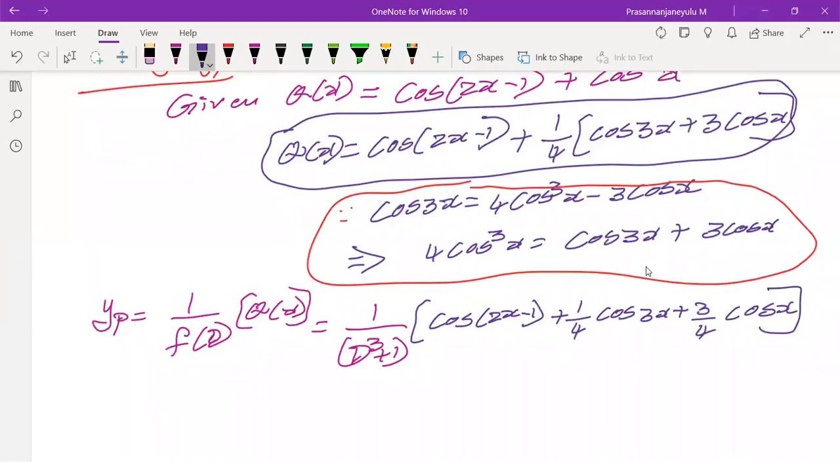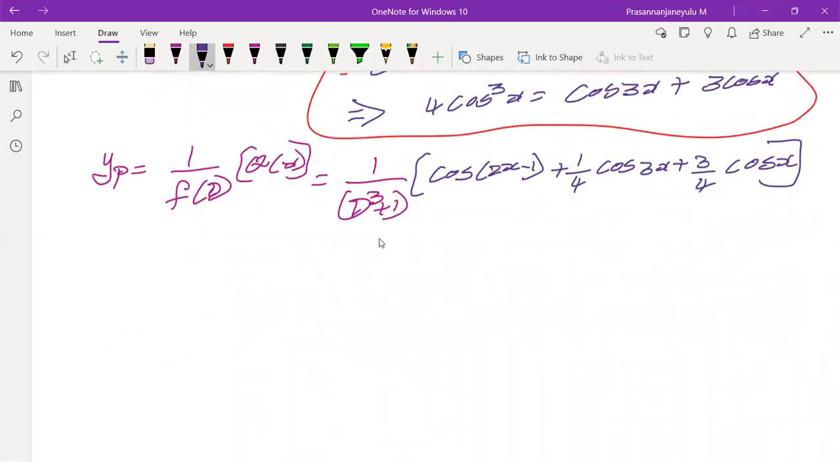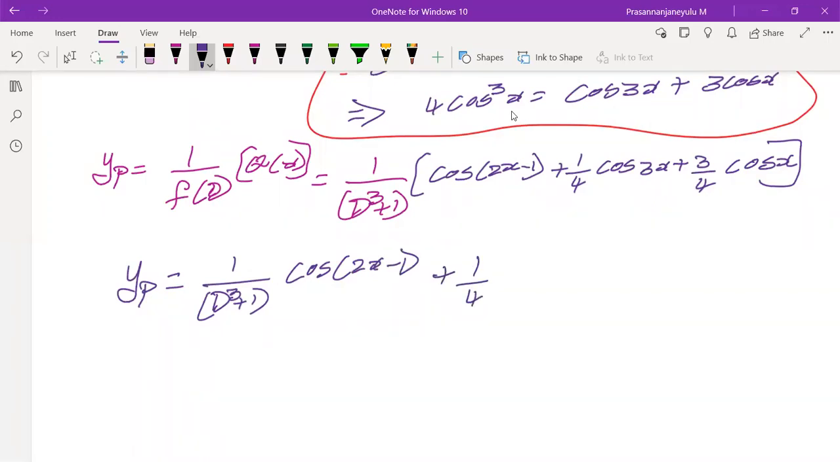Now, any advice, shall we do all the 3 terms at a time or shall we do them separately? Choice is yours. Separately, sir. Separately? Okay. Then as your friend mentioned, separately, I'm first writing in the form of y_p is equals to 1 by D cube plus 1 of cos of 2x minus 1. Okay, I am explaining here separately because it is also practice for you for your future reference. Plus 1 by 4 into 1 by D cube plus 1 of cos 3x plus 3 by 4 into 1 by D cube plus 1 of cos x.